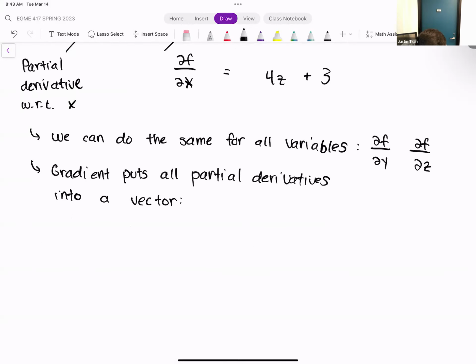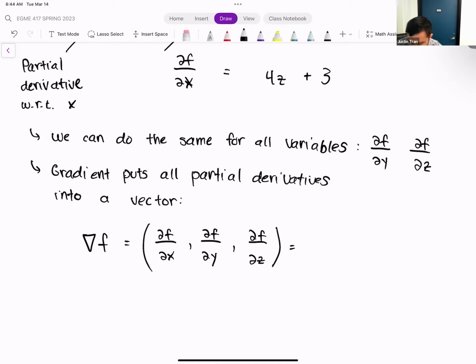And so it looks like this. So the gradient, and the way that we denote it is we have this kind of upside down triangle. The gradient of f is equal to partial f partial x, partial f partial y, partial f partial z. Okay.